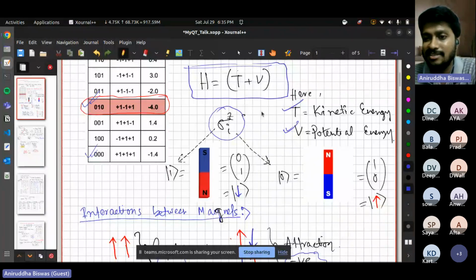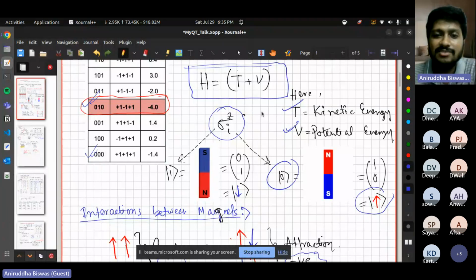So if that bar magnet is north up, you can consider that to be an up state, or a 0 state. And if the north is down, S is up, you can consider that to be a 1 state. So what are these states actually?